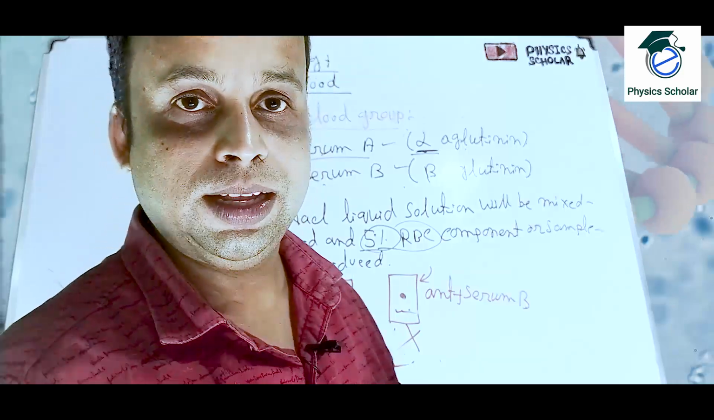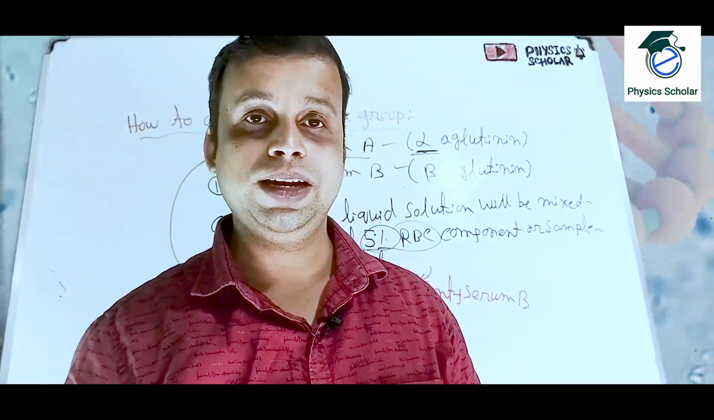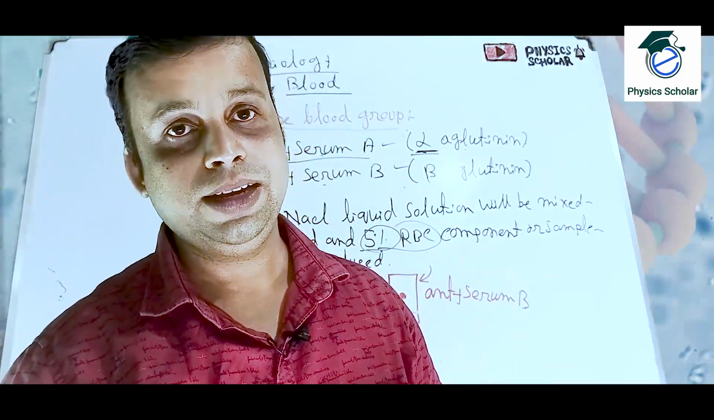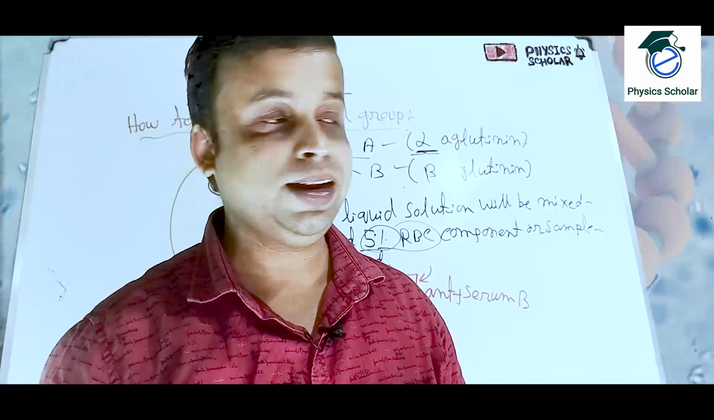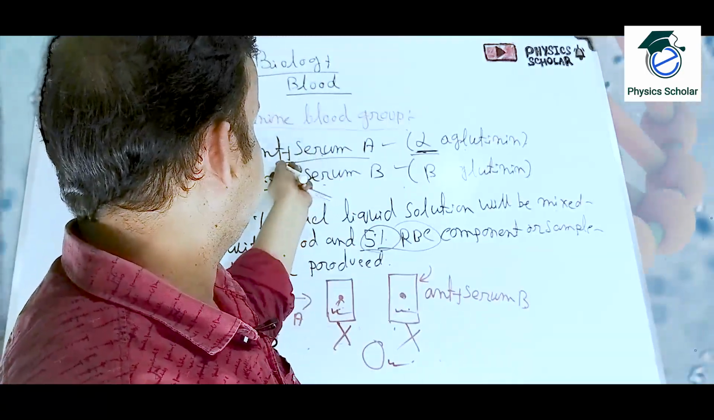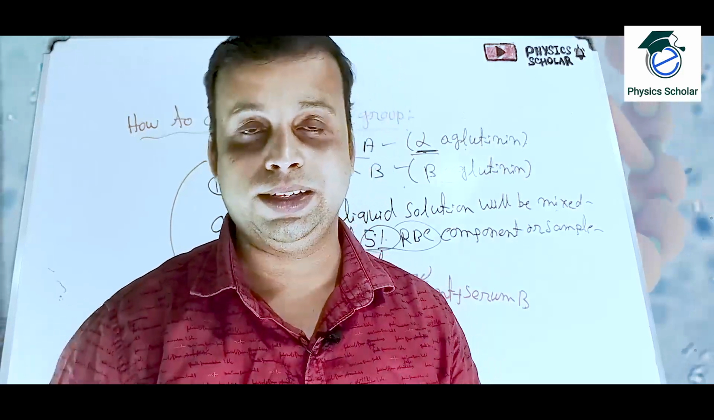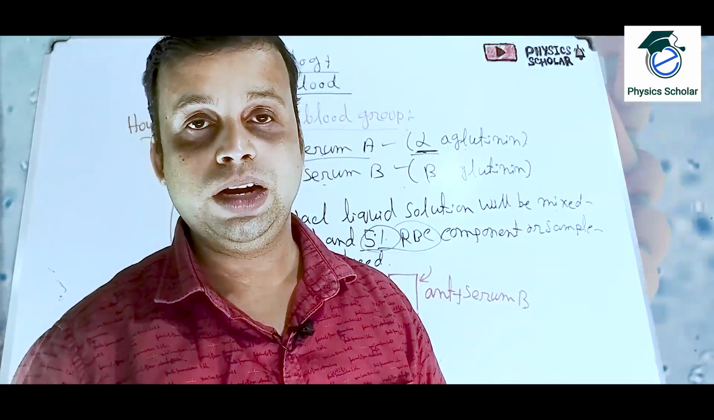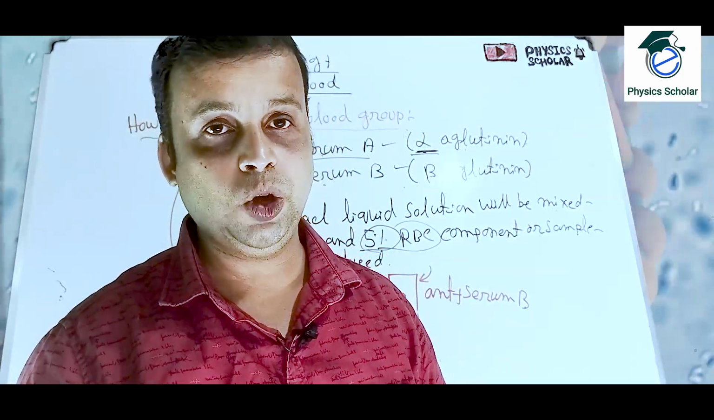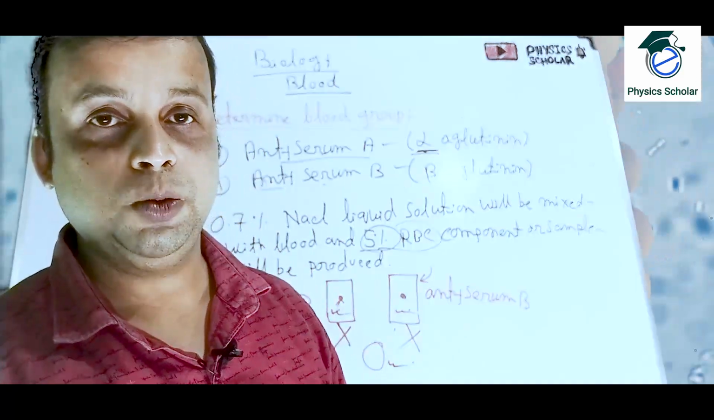Clear? So this is how the blood test sample to determine the blood groups can be done in the laboratory. Clear? If you have the sample of this antiserum A, antiserum B as well as the initial solution, then you can also do it. Clear? It is very easy to determine the blood groups. So students, hope you have understood. So now let us move to the next topic.